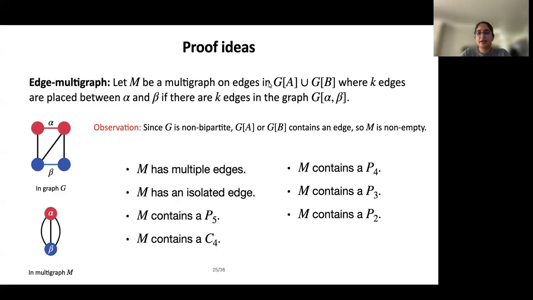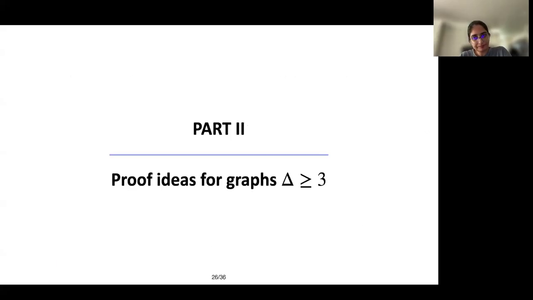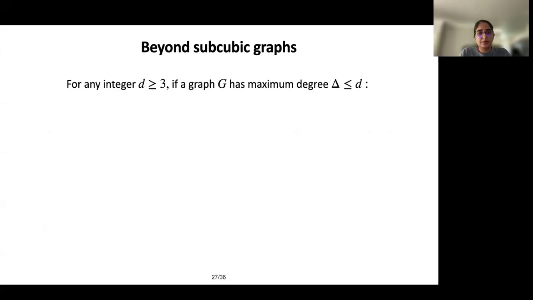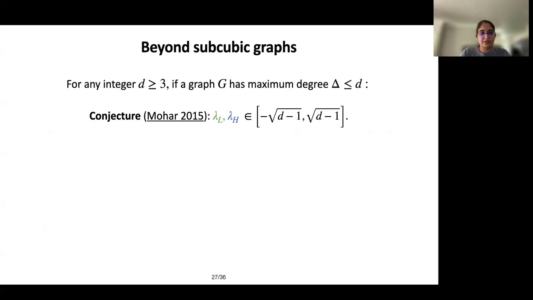Okay, so if there are none, let's move on to the second part of the talk, where I want to talk more about the generalized results, where you no longer care whether your largest degree is bounded above by 3, but you want to make more general statements about what happens if I'm bounding my largest degree by some d, which is real. So let's start with the conjecture.